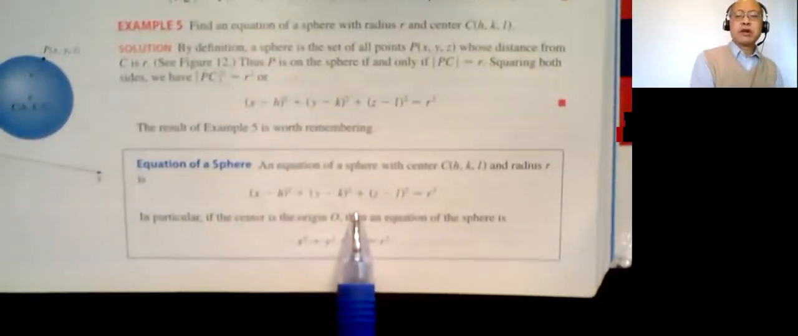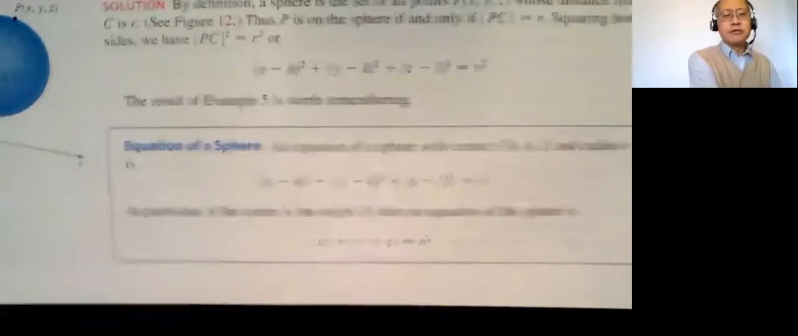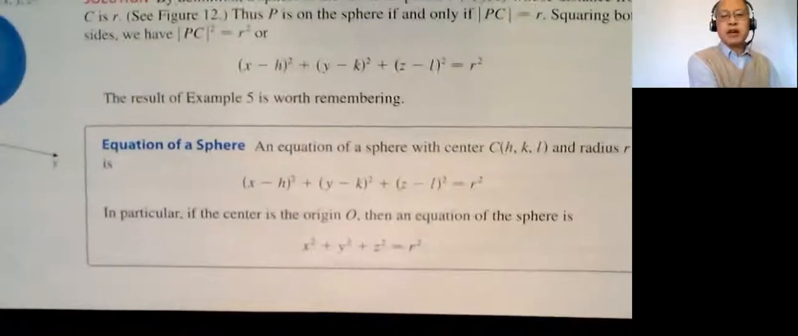And by analogy, if you left off the z part, x² + y² = r². Circle, center at the origin, radius of r. Add the next dimension, sphere, right? Sphere, center at the origin, and radius of r. Okay.